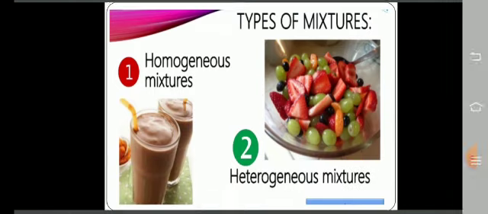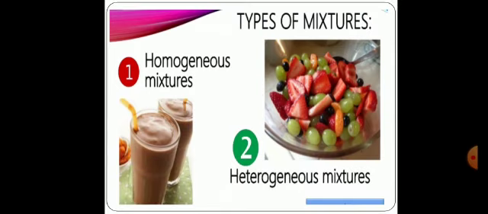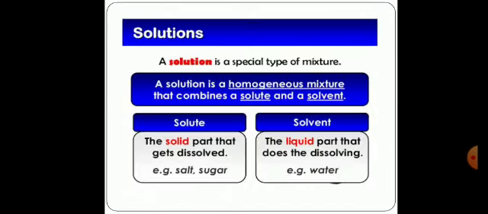Then types of mixture. A homogeneous mixture: you can see that the chocolate powder is mixed in milk and forms a homogeneous mixture. And the second one is a fruit chart, a heterogeneous mixture, you can see all the fruits properly. Then solutions and suspensions. A homogeneous mixture is called a solution and a heterogeneous mixture is called a suspension.